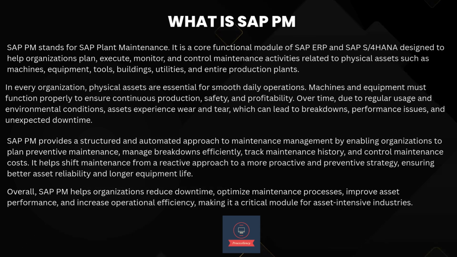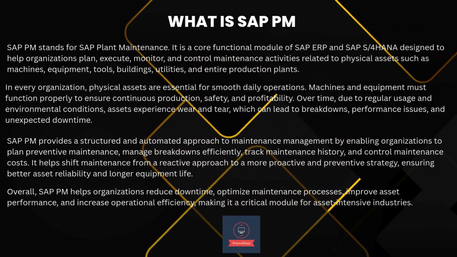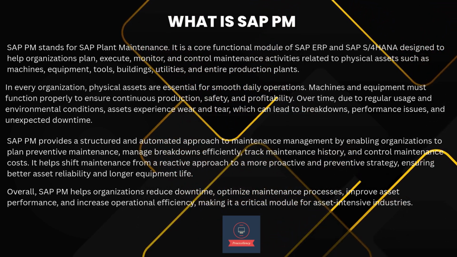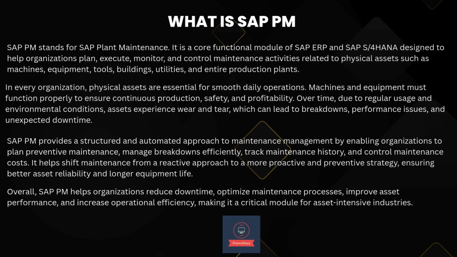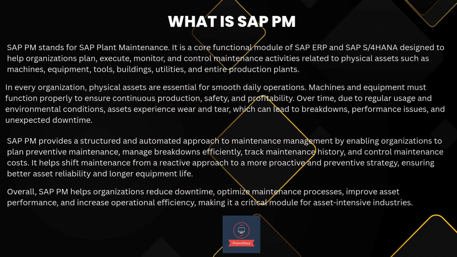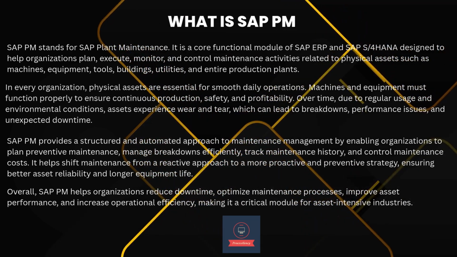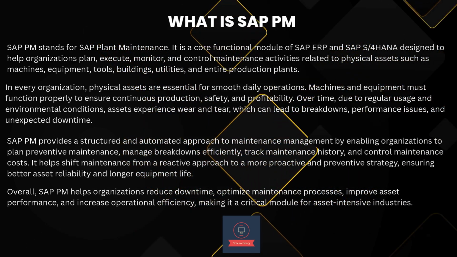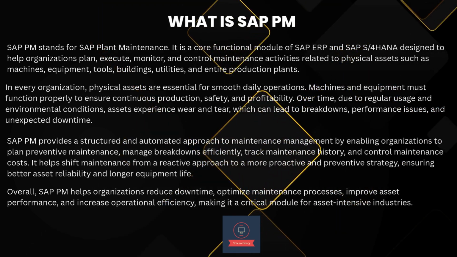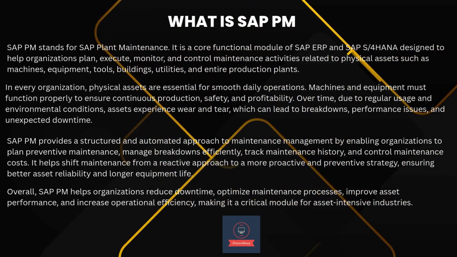What is SAP PM? SAP PM stands for SAP Plant Maintenance. It is a core functional module of SAP ERP and SAP S/4HANA designed to help organizations plan, execute, monitor, and control maintenance activities related to physical assets such as machines, equipment, tools, buildings, utilities, and entire production plants.